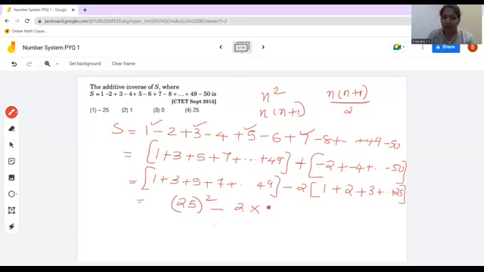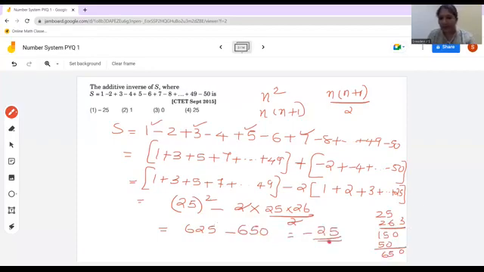So here 2 into n into n plus 1 by 2, up to 25, so 25 into 26 by 2. We get 25 square is 625 minus, the 2 and 2 get cancelled, 25 into 26. What value will come? 25 into 26 is 650. So 625 minus 650 we get minus 25. So minus 25 is the answer we get here.